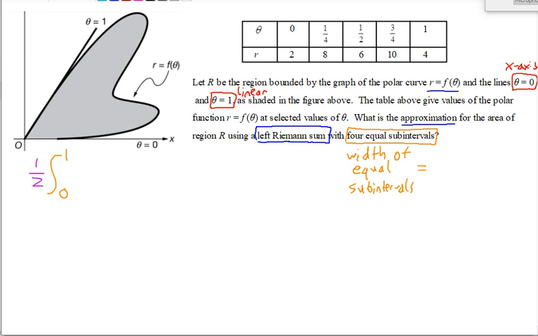And it's not just the function, in this case it's called f of theta. I'll call it r of theta in general, squared. Or you could write f of theta squared, either way. f is just a specific function we're given. So the width overall comes from the lower and upper limits, so the 1 minus 0 of the interval, and then divided by the number of subintervals, which we're told is 4. So we can see the width in this case is 1/4. So that's the width of each subinterval.